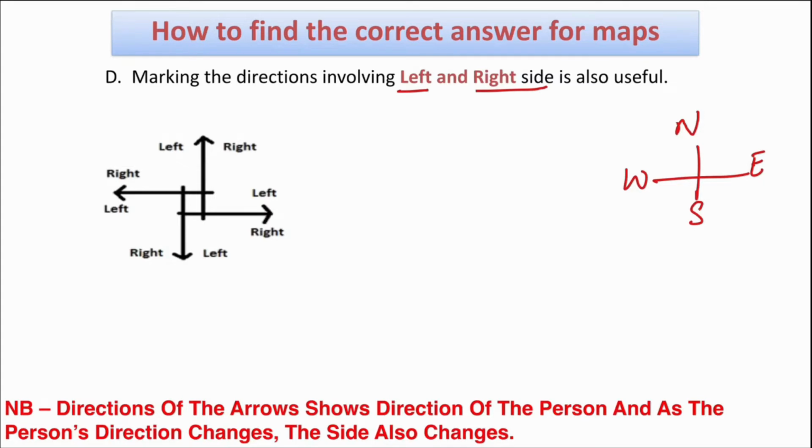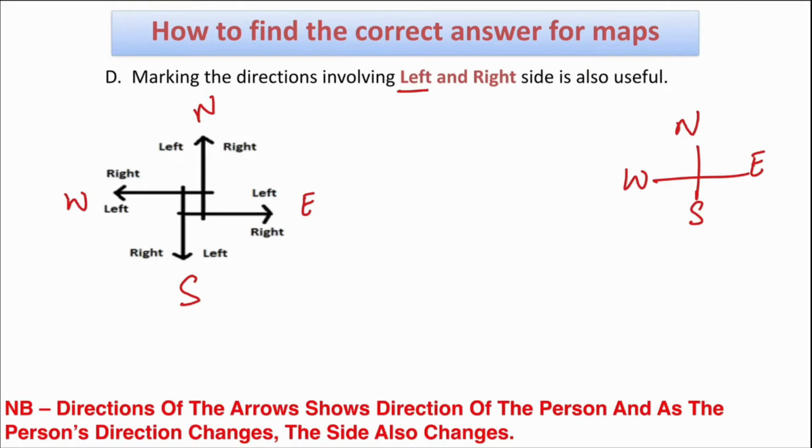Now here, there is a note I have written. You need to understand this note: the direction of the arrows I have marked like this here show the direction of the person, that is, where the person is standing. And as the person's direction changes, like the arrow comes from this to this, the side also changes from left to right. For example, if we talk about left-right side, like this is the east, this is west side, this is north, and this is south. First of all, you have to write like this.